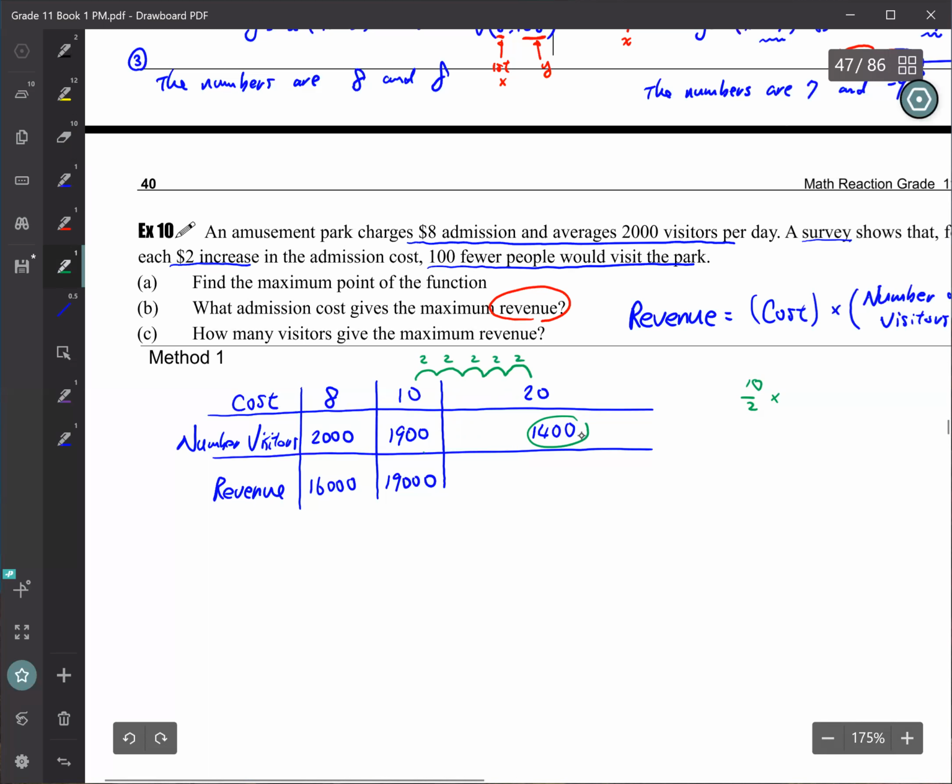Then the same thing will happen to the number of visitors. I need to also take away 100 every time. So 1, 2, 3, 4, 5. Each time you minus 100, five times. But I would prefer to use the $8 to start with, because the 10 is after already one increase, so I would actually have another 2, which means another 100. Then that will also give you the same 1,400.